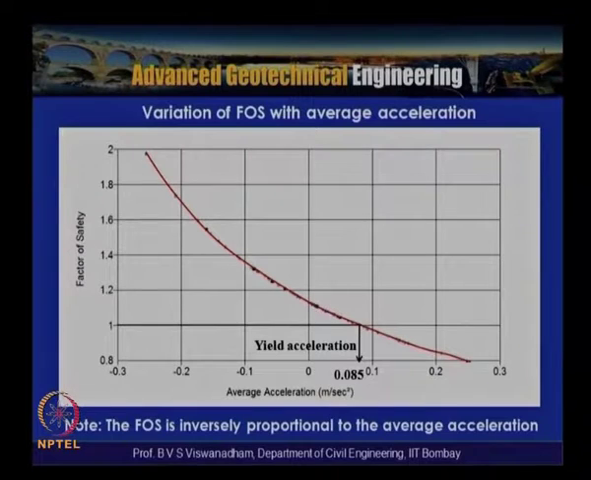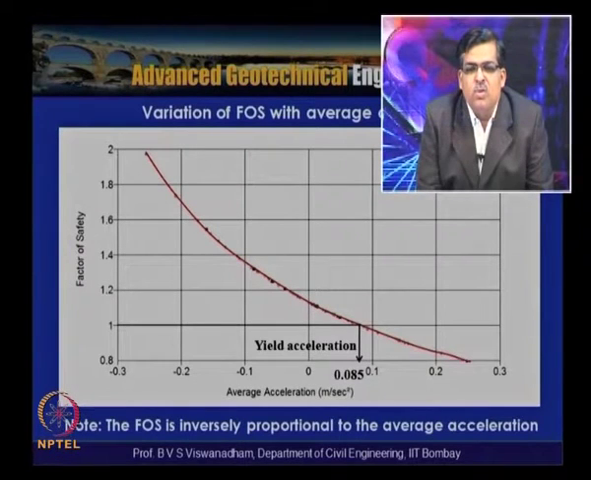It can be seen that the factor of safety decreases with an increase in the acceleration, and the yield acceleration is about 0.085, where the factor of safety of 1 is obtained. The factor of safety is inversely proportional to the average acceleration. So with an increase in the average acceleration, the factor of safety decreases, and the yield acceleration for the given problem, with the factor of safety equal to 1, is about 0.085.